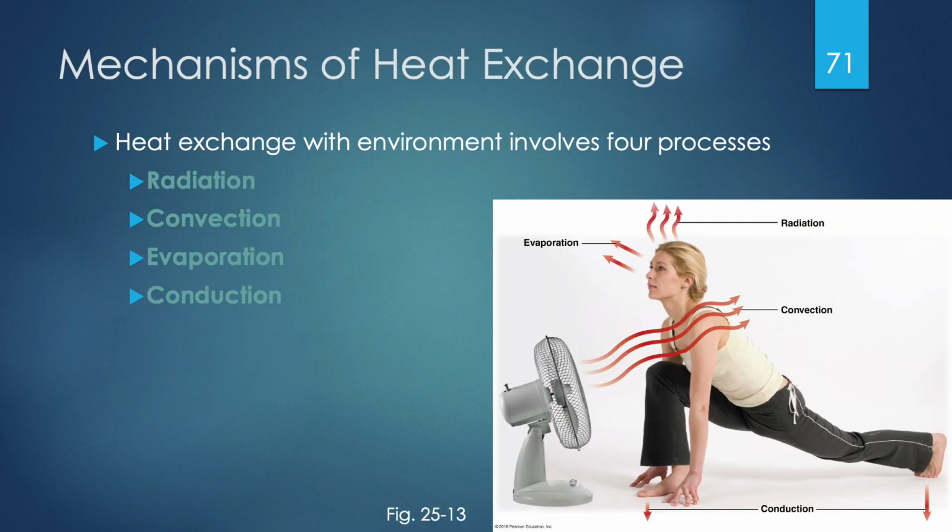Figure 25-13 in your text shows you all four of the main types of heat exchange with the environment. There's radiation, convection, evaporation, and conduction. Now, if you are a cook or a baker, you're probably familiar with some of these, but we are going to discuss each of these in a little more detail in the subsequent slides.